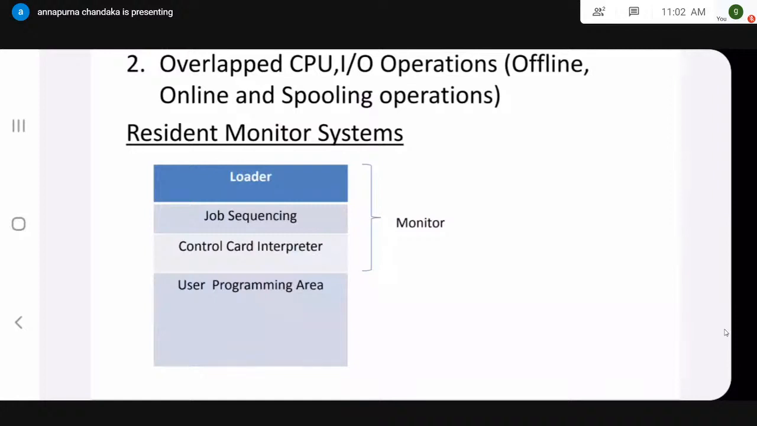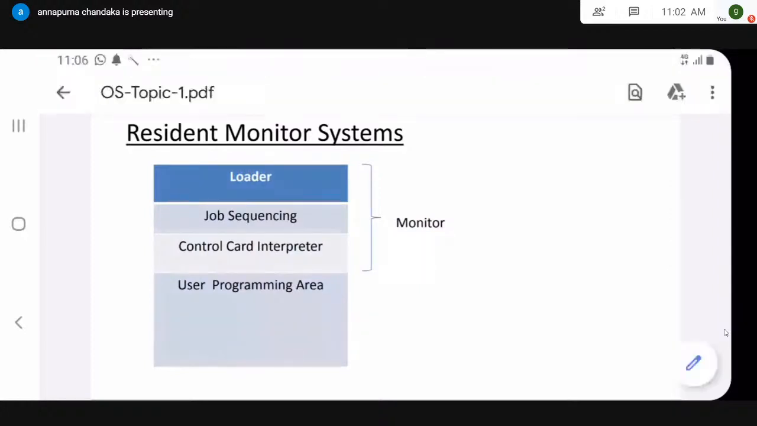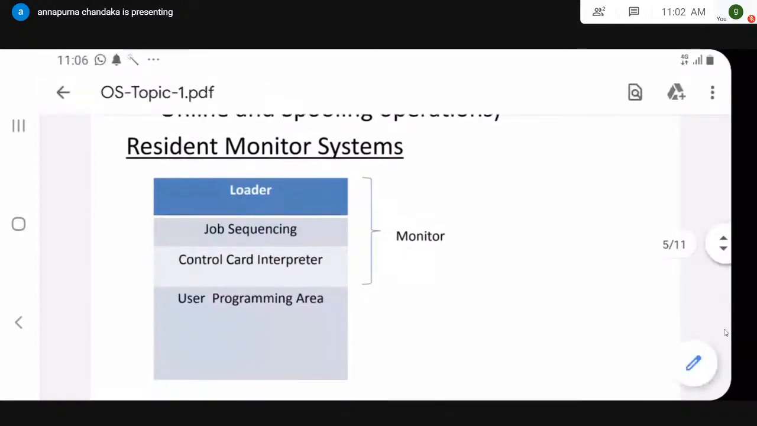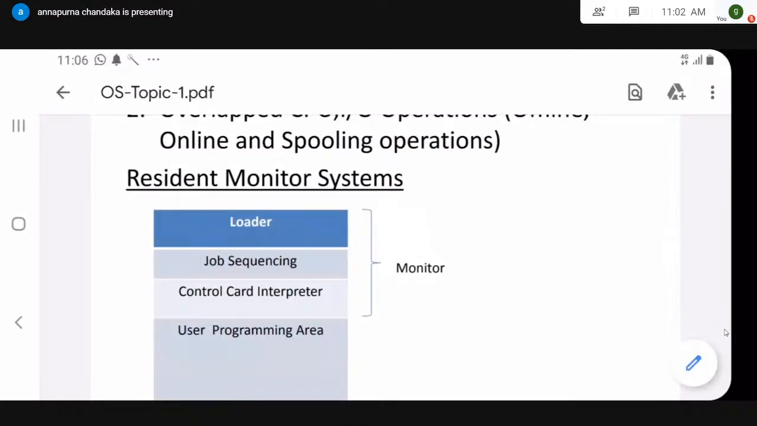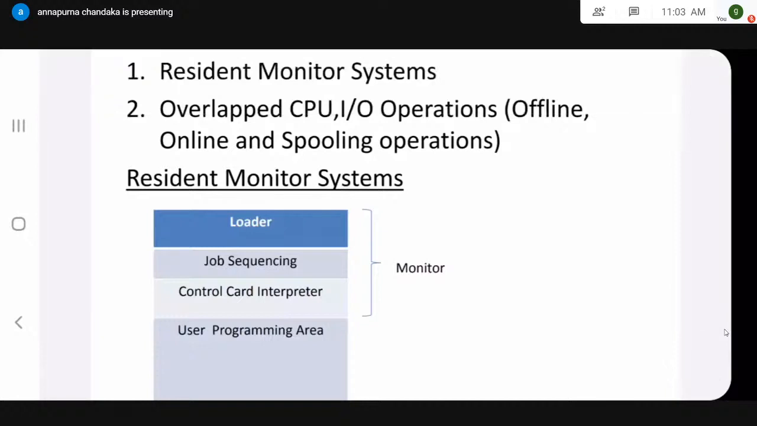Now, there are two solutions to reduce the job setup time that came into the market. What are those solutions? The first solution is that a professional computer operator was hired. Why? Because the operator has a lot of experience loading and unloading the tapes, and during execution of the programs, if any error is encountered, he handles it very fast, so that we can reduce the idleness of the CPU.